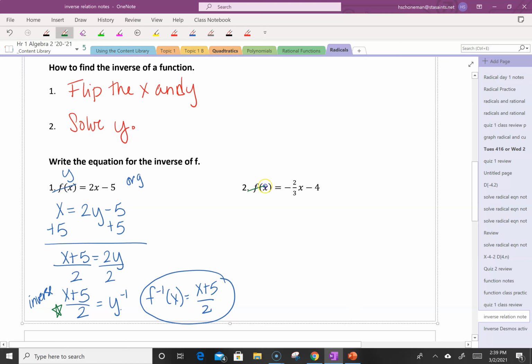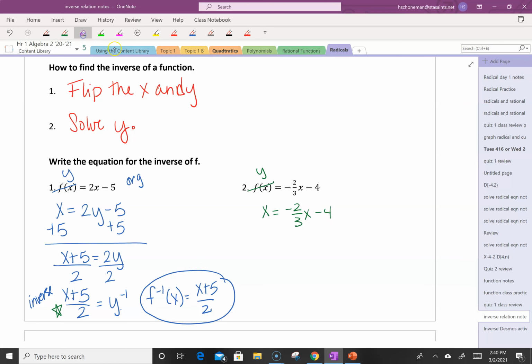Okay, number 2, step 1, switch the x and the y. So this is going to be x equals -2/3 x minus 4. Whoops, I didn't mean to write x again twice. Should have been a y. Flip the x and the y. Next step, I'm going to add 4 to both sides. So I get x plus 4 equals -2/3 y.